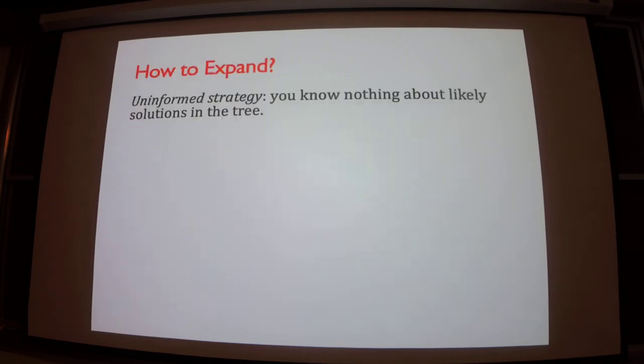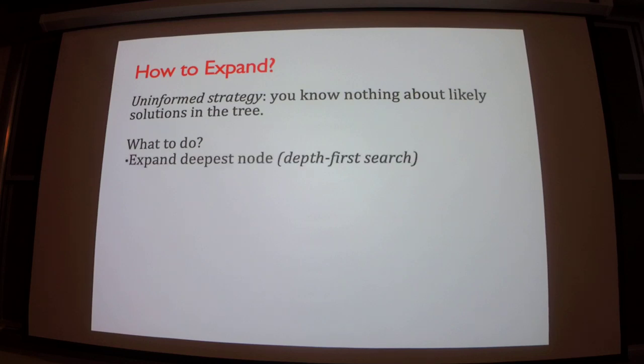Okay, so we're talking today about uninformed search. So this means you know next to nothing about where the solutions are in the tree. So what do we do? Well, we have a variety of different options. We could expand the deepest node that we've seen so far, right? This is depth-first search. We could instead expand the shallowest node that we've seen that we haven't yet expanded. This is breadth-first search, right?